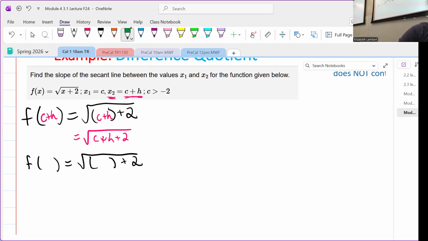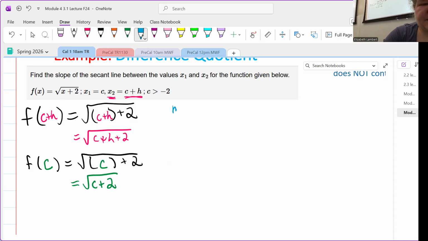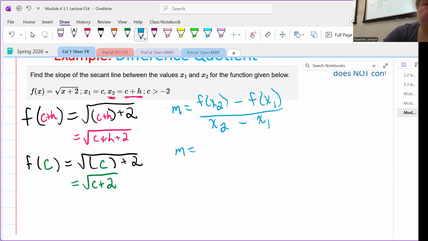Now for our x1, that value is a c. So now we just have the square root of c plus 2. Now we're going to go to our slope. So f of x2 minus f of x1 over x2 minus x1. F of x2 is our c plus h part, so we're going to have the square root.